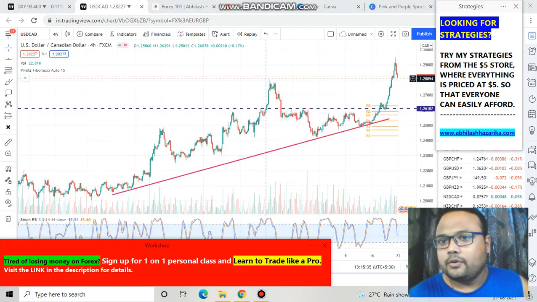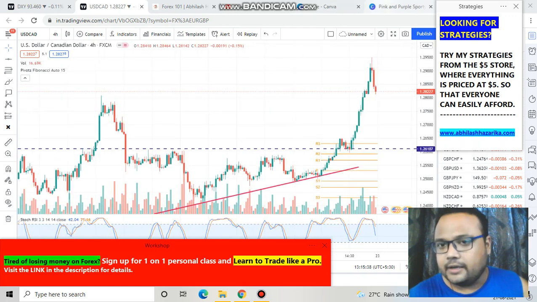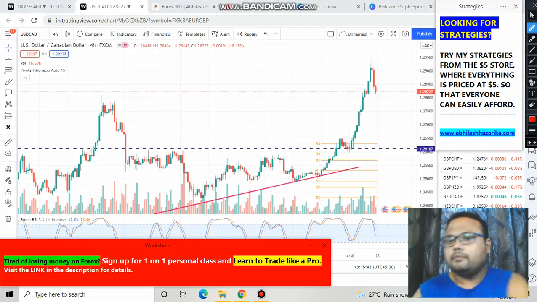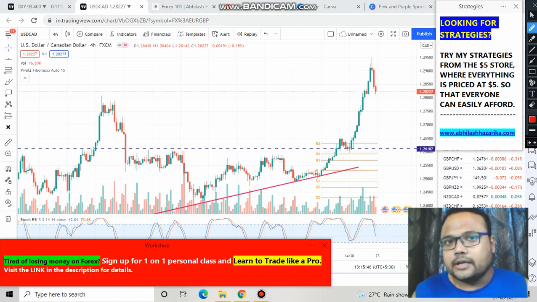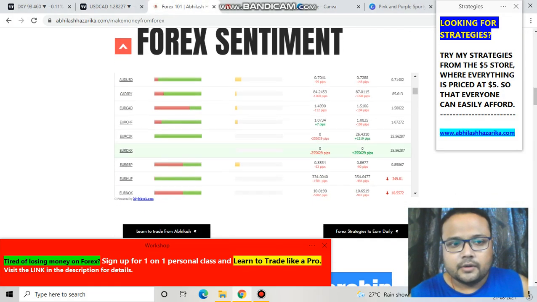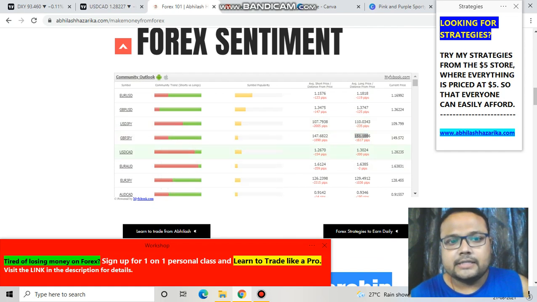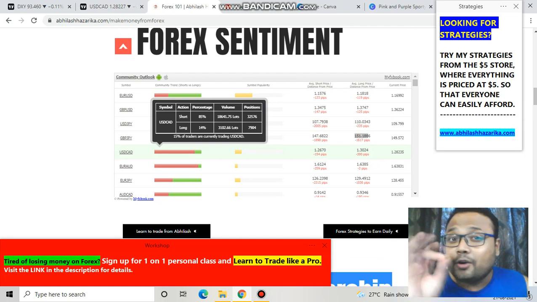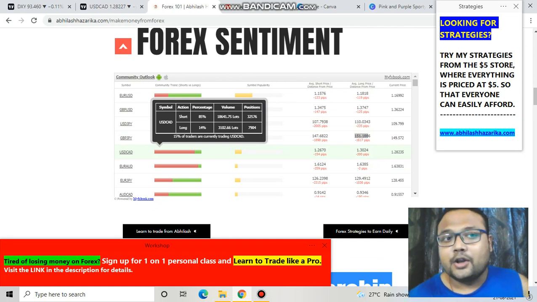But right now, if you look at the present condition of the market, the market is trying to come down. So what should we do right here in a market condition like this? What do you think we should do here? For that, if you look at the Forex sentiment meter, you can see that 85% of retail traders have taken a short position and only 14% of retail traders have taken a long position.